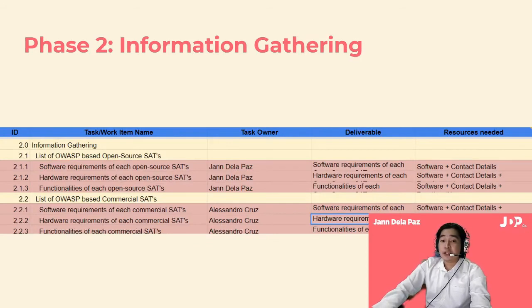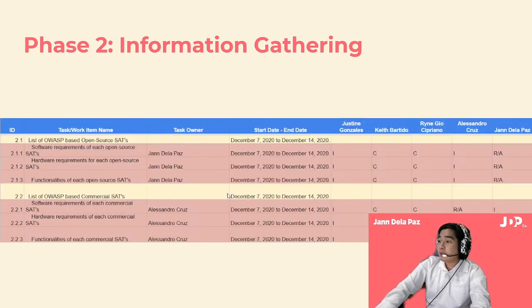Next is the information gathering phase. In this phase, we research on OWASP-based SATs, both open source and commercial softwares. Then we made a list of these softwares. This includes details about the software and hardware requirements and the functionalities of the SATs. People who are both accountable and responsible for this is both me and Appa. I handle the open source part and he handles the commercial part.